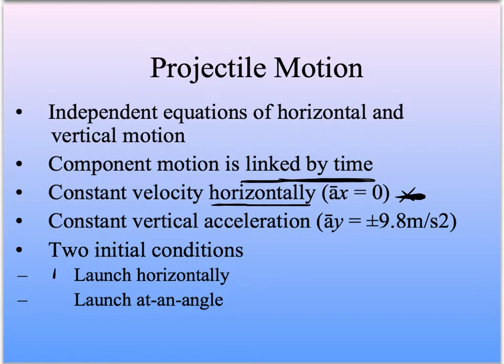In our studies, we'll deal with two initial conditions. One where we launch an object horizontally, say off the edge of a table or off a cliff, and two, where we launch at an angle from the horizontal. So number one might look like this, with number two looking like this.